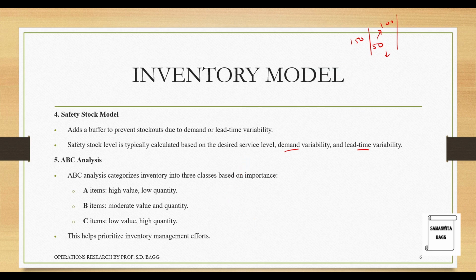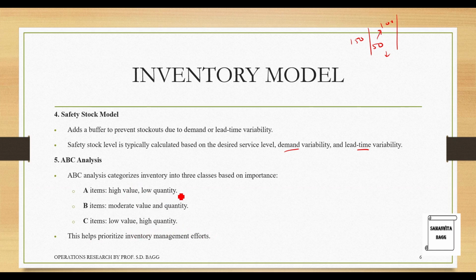ABC analysis. This is a very important analysis of inventory model. ABC analysis categorizes inventory into three classes based on importance. The first one is A items, that is high value, low quantity. B items, moderate value and quantity. C items, low value, high quantity. This helps prioritize inventory management efforts.